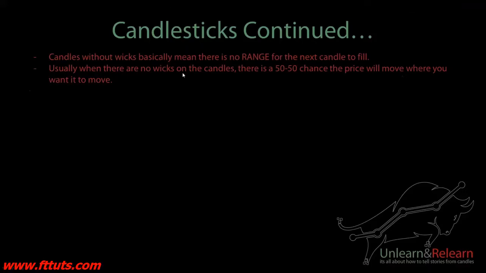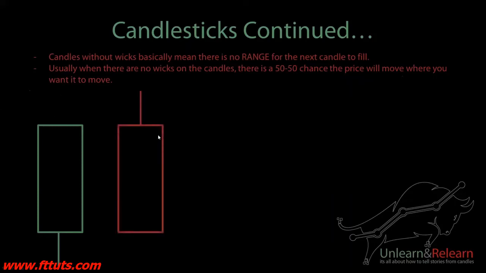So usually when there are no wicks on the candles, there's a 50-50 chance that price will move where you want it to move. For example, let's say you have a bullish candle and this candle has no wick on the top. This means there's no range for the next candle to move up. Then there's a 50-50 chance that the next candle may move up or it may move down. You can look back on the charts and backtest this. There's going to be very little probability that the next candle is going to move up. If you look at a candle that has a wick on the top, then there's a very high probability that the next candle is going to continue moving in that same direction.